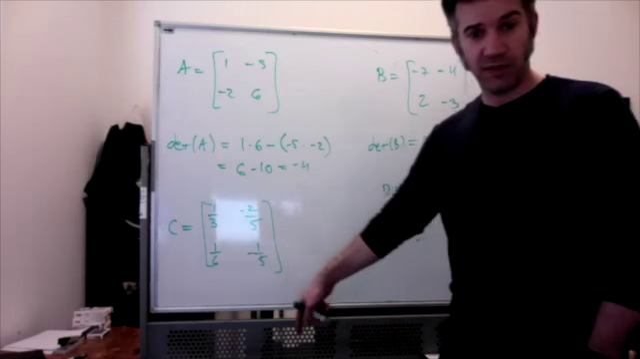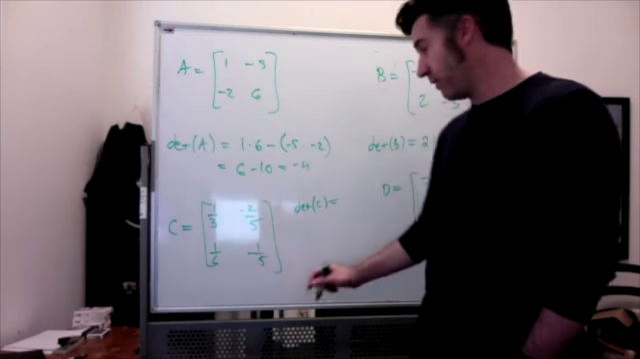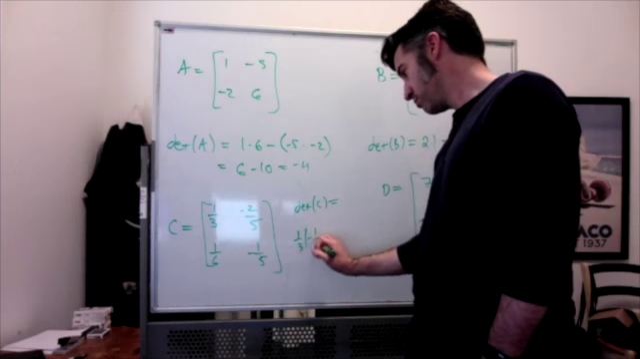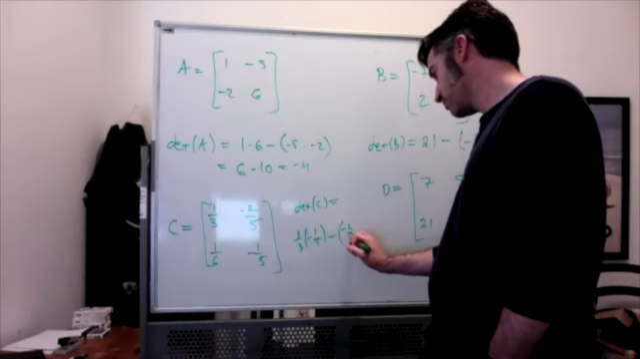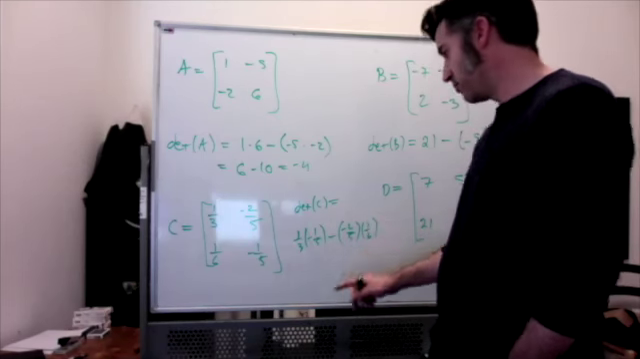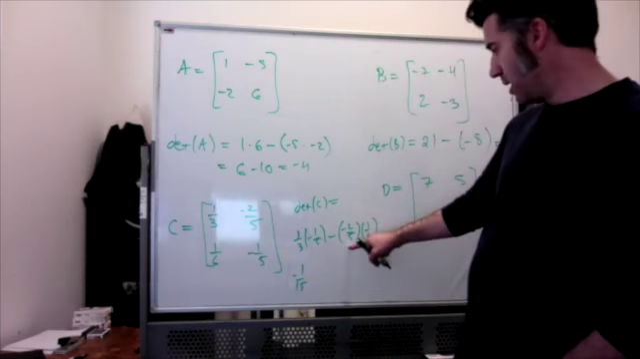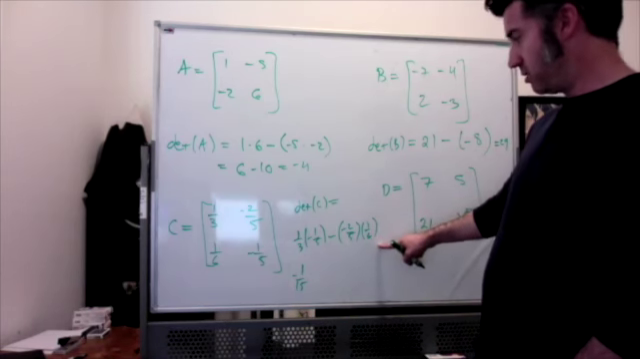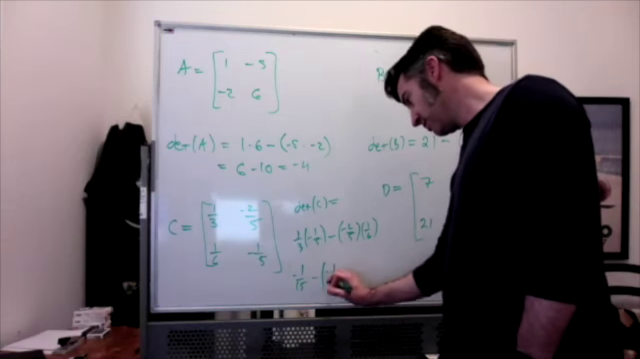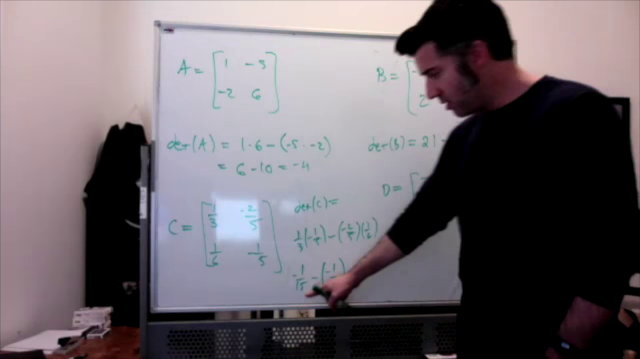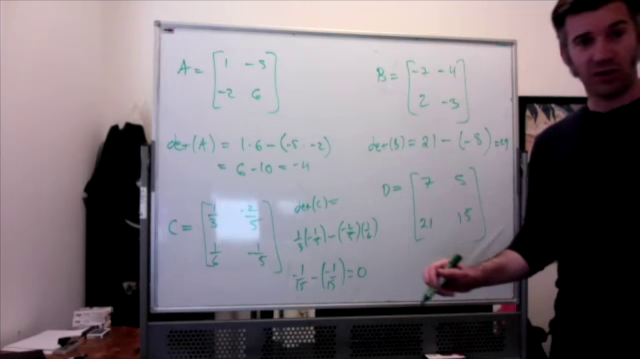So I want to find the determinant of C. It's going to be 1/3 times -1/5 minus -2/5 times 1/6. Okay, 1/3 times -1/5 is -1/15, and -2/5 times 1/6 is -2/30, which is -1/15. So it's minus -1/15. -1/15 plus 1/15 is 0. This matrix is going to have a determinant of 0.